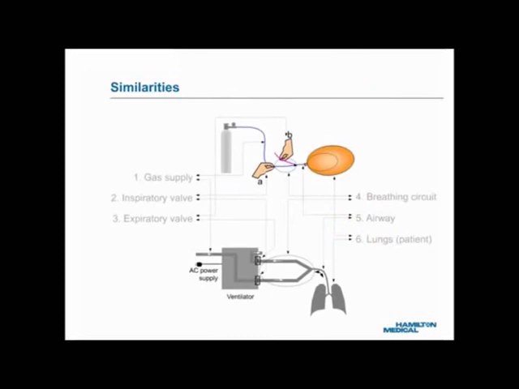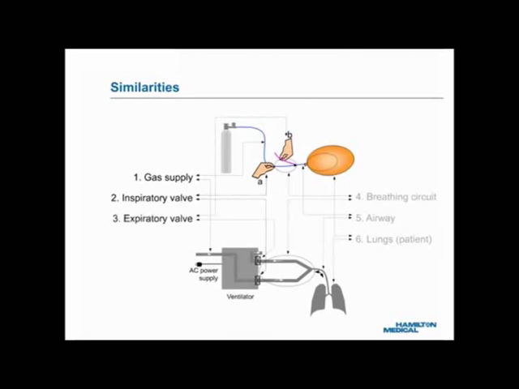The balloon model is highly comparable to a real ventilator system. 1. The cylinder in the model corresponds to the high-pressure gas supply provided for the ventilator system. Actually, a ventilator system needs the supply of two gases, high-pressure oxygen and high-pressure air. 2. Hand A in the model corresponds to the inspiratory valve.